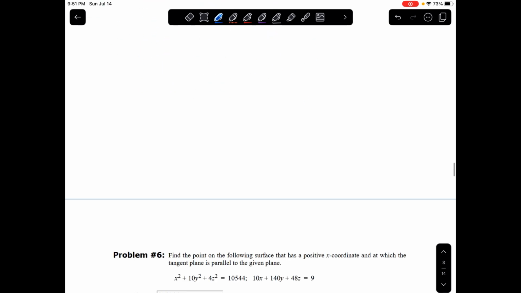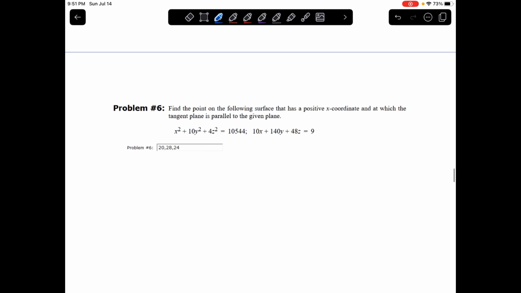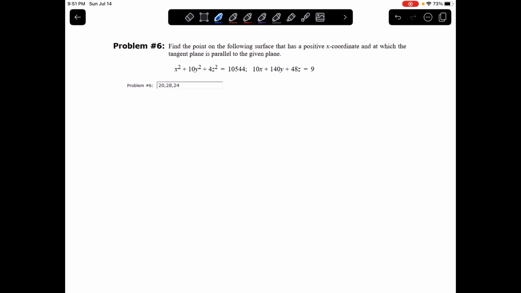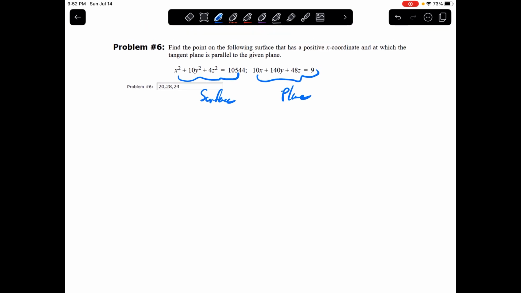Moving on to 6, which was a shit show, in my opinion. I didn't feel like this was easy to break down and understand, but this is your surface, and this is your plane. So we want the tangent plane, which means we're going to have to take the derivative. Now, you also have to take the gradient of the surface, which wasn't exactly clear to me. But we're just going to go about doing the question and see how it works out.